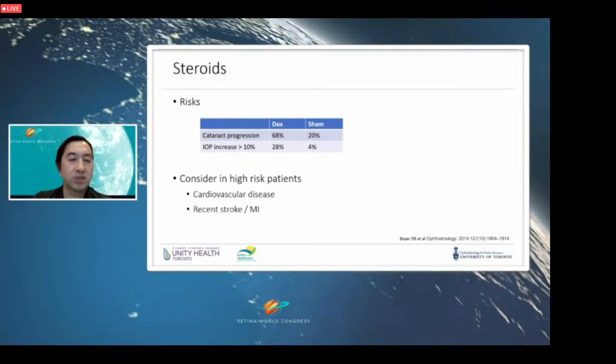And this may also be considered as a first line, not only in pseudophakics, but maybe in high-risk patients with cardiovascular disease or recent stroke.